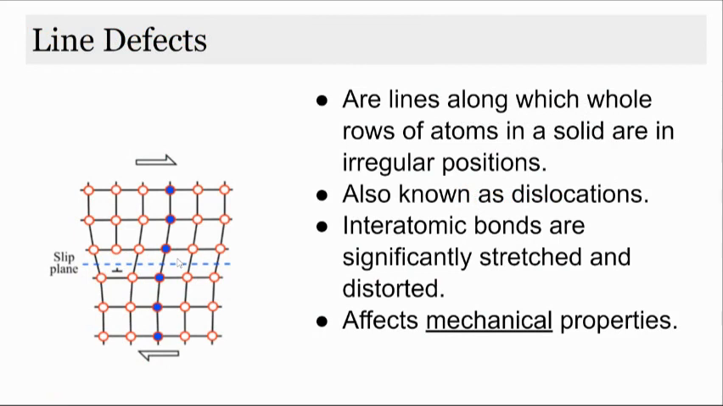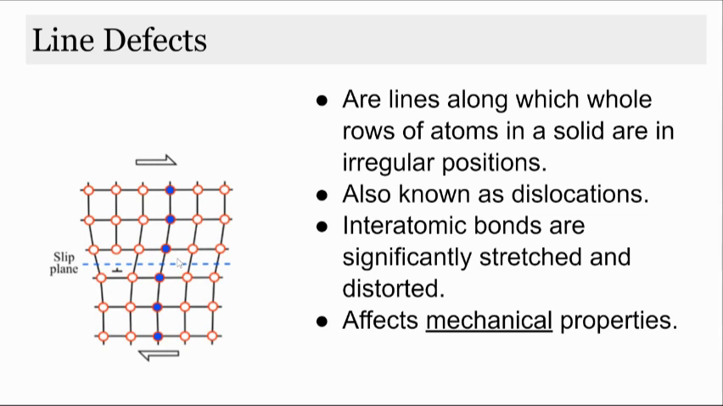All right, let's look at line defects. Line defects are lines in which whole rows of atoms in a solid are in irregular positions. This is also known as a dislocation. If we recall what we were looking at a few classes ago, when we stretch our bonds significantly, we're going to have elastic deformation. And if those bonds are stretched until they break, that would be plastic deformation.